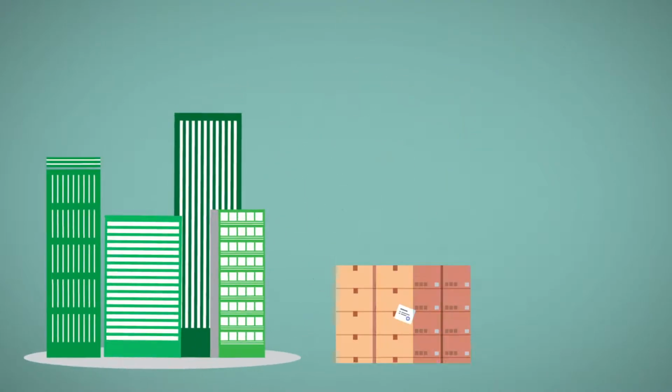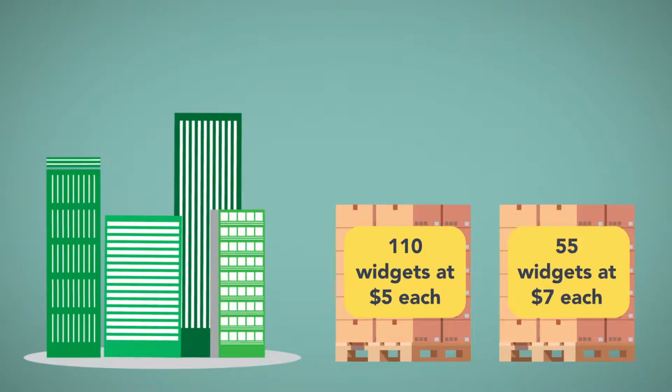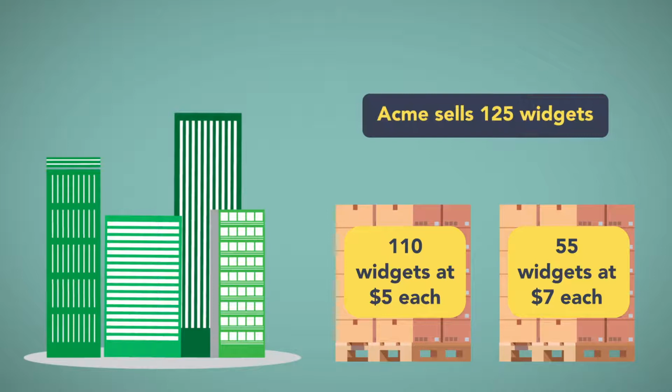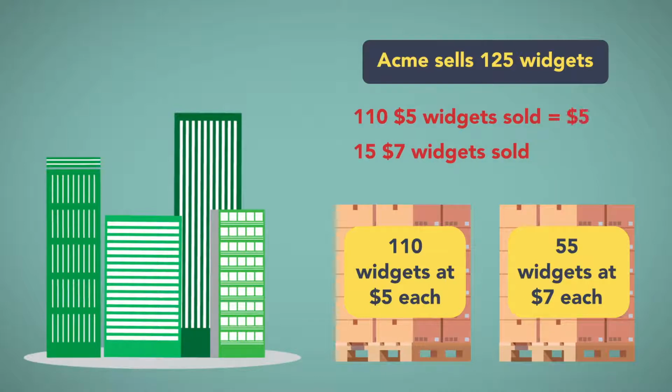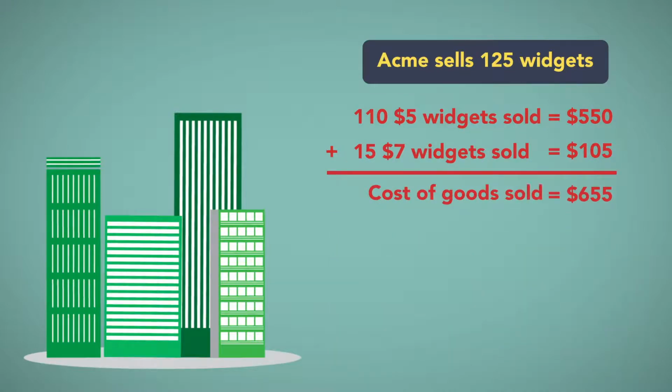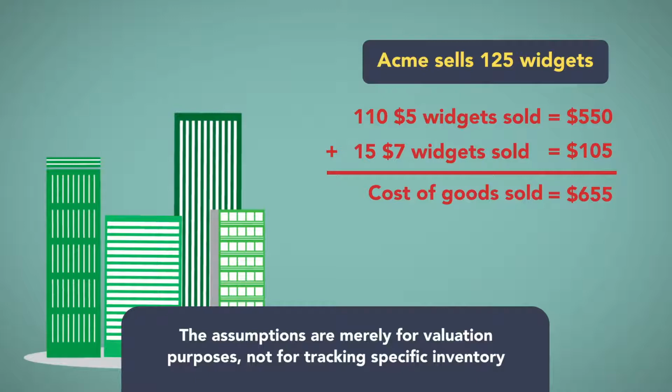For example, Acme Corporation acquires 110 widgets at $5 each, and then a subsequent shipment of 55 widgets at $7 each. Acme sells 125 widgets. In a FIFO system, we assume Acme has sold all of its initial 110 widgets that it bought for $5 each because they were the first in. It then sold 15 more widgets that were purchased for $7 each. Its total cost of goods sold is $550, 110 times 5, plus $105, 15 times 7, for a total of $655. Note that these are merely assumptions. The actual widgets sold may differ, but that doesn't matter. The assumptions are merely for valuation purposes, not for tracking specific inventory.